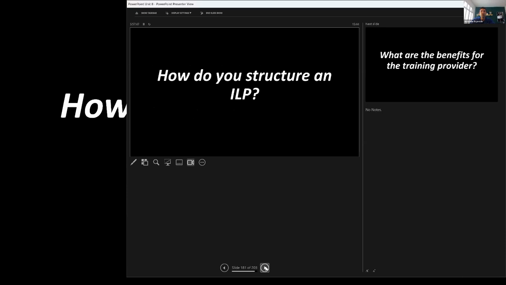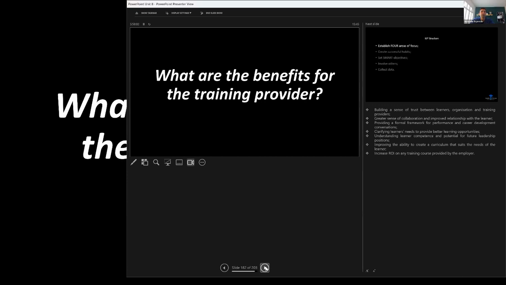And you've already done this. So how do you structure your ILP? We've already gone through this, haven't we? Can anyone just remind me what your structure is? Think of maybe your funded provider. It starts off with our details, learning details, prerequisites to the course, like what do you hope to take away from this course, what's your understanding of it, and then it goes through in stages.